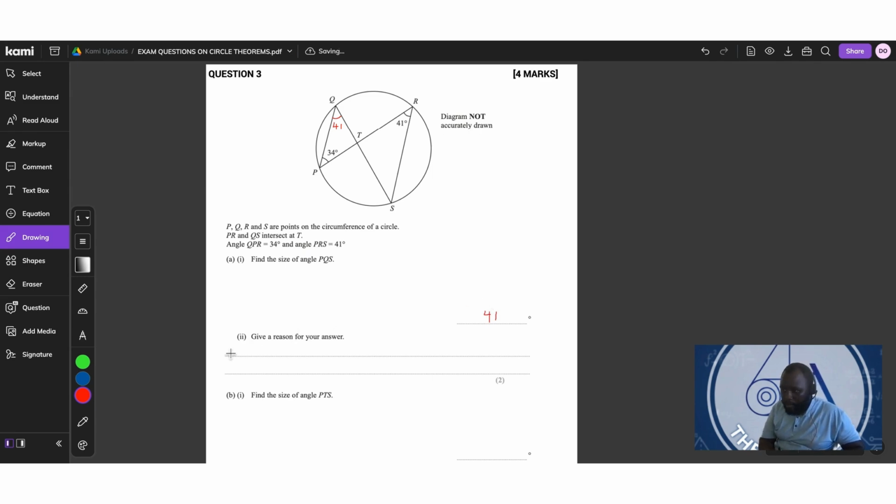And our reason is angles subtended by the same arc are equal.